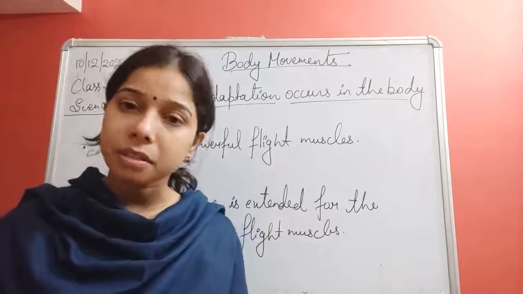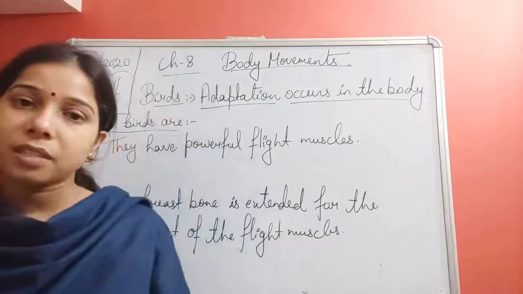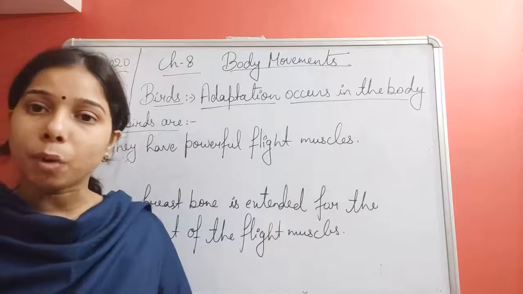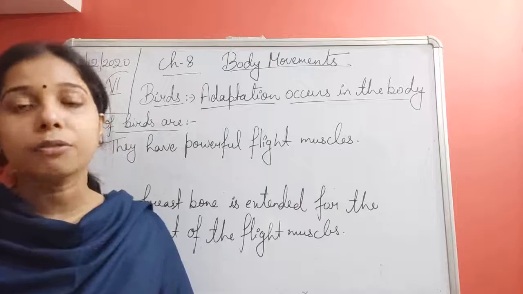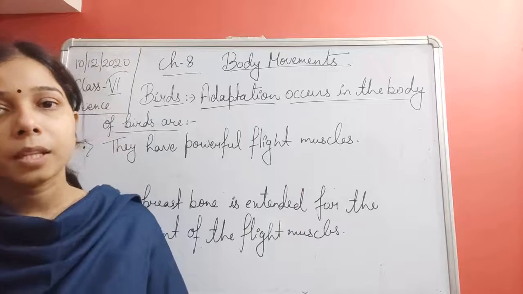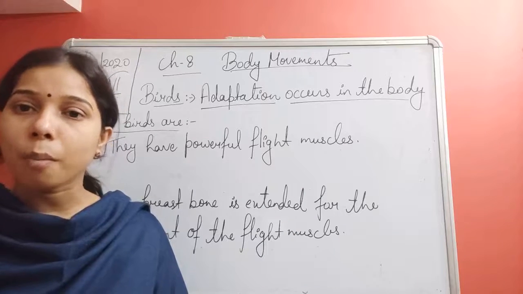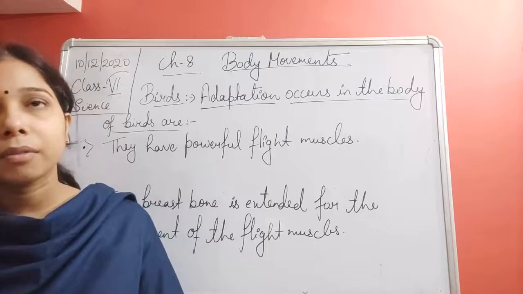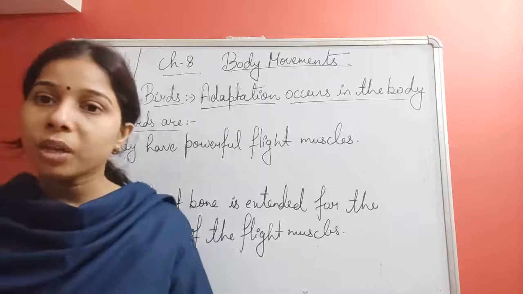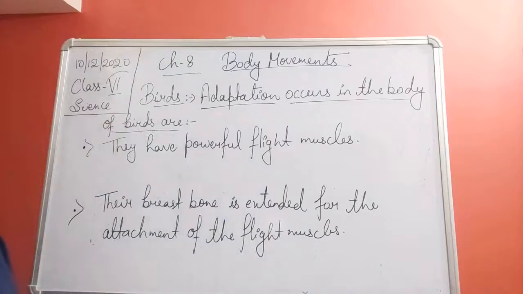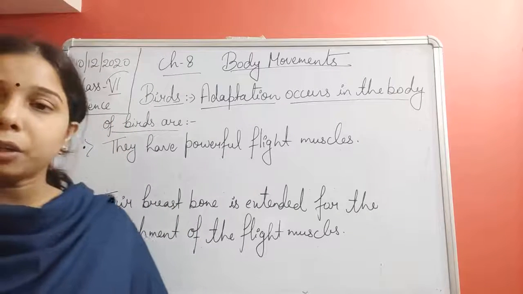So let us see here, students, what are the things which we have seen in the adaptation. The first thing we have seen in case of a bird is that the four limbs present in the body of the bird modified themselves in the form of wings, which help it for flying. So the four limbs are modified into wings.